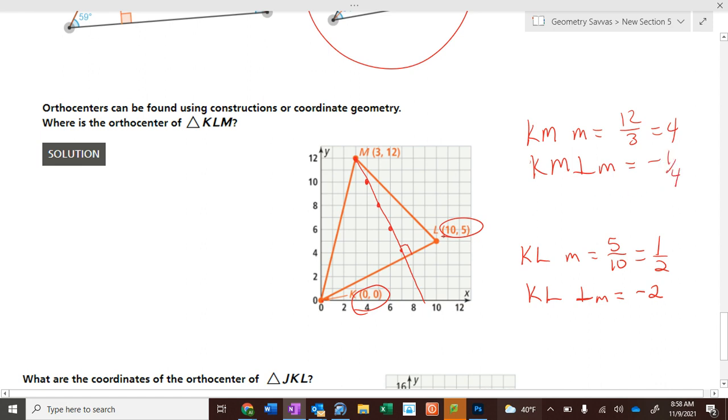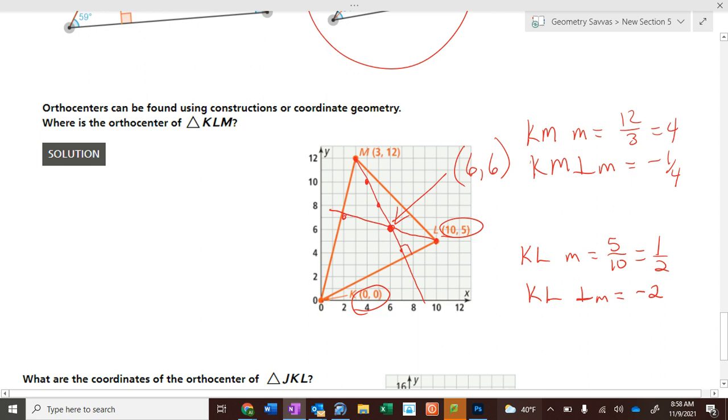-1/4. Okay, KM is here, so I have to use L to find it. So I go down 1 to the right 4. Well, that's not inside the triangle, so I got to go the other direction. Back 4 to the left 1. Back 4 to the left 1. It'll look like this. Where do they cross at? (6, 6) is where they cross.